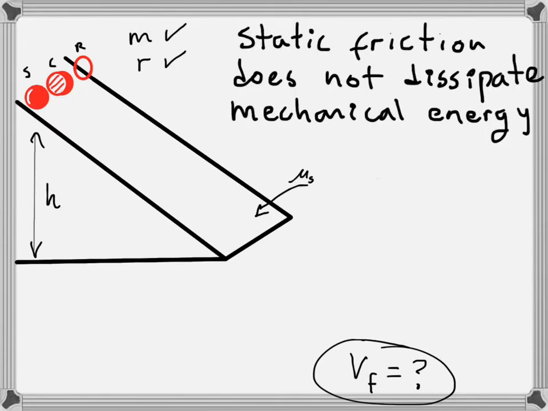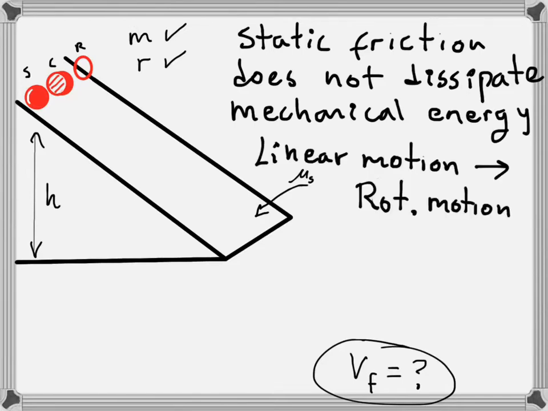One thing to keep in mind is that the fact that we have static friction here doesn't mean that there is going to be dissipation of mechanical energy. Only when there is kinetic friction between two surfaces do the two surfaces actually warm up and some of the mechanical energy gets transformed into thermal energy. But in this problem, we have static friction. For rolling motion, it's only necessary to have static friction. So static friction does not dissipate mechanical energy.